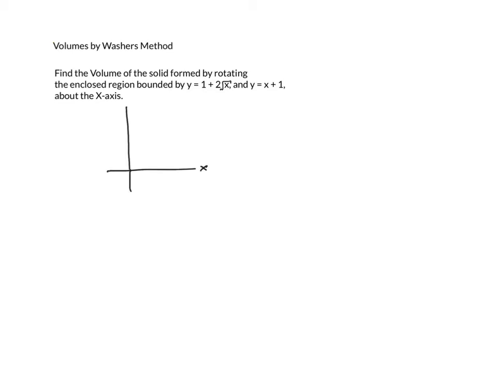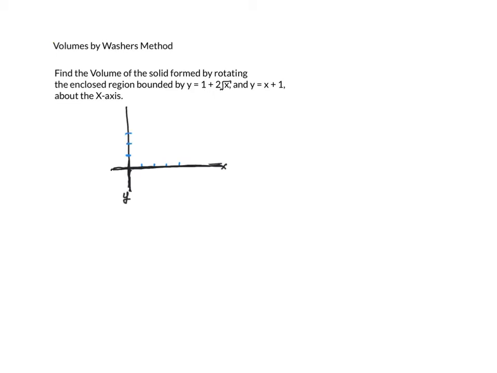And the function given is y equals 1 plus 2 square root of x. So let's draw that. When we start, x equal to 0, y equals 1, because 2 times the square root of 0 is 0. So when x is 0, y equals 1. When x is 4, so here's 4, 1, 2, 3, 4, y equals 5.